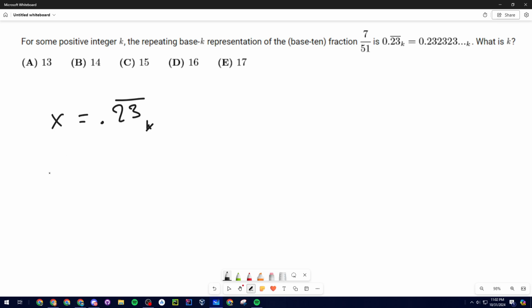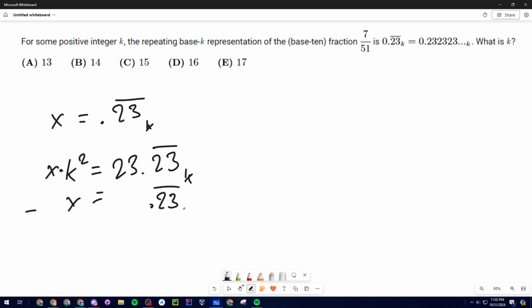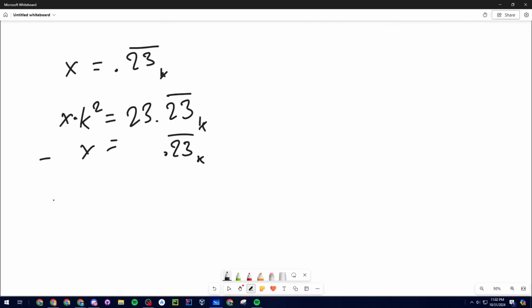If I multiply both sides by k squared, you get x times k squared is equal to 23.23 repeating in base k. Subtract that by x, which is 0.23 repeating in base k. You get x times k squared minus x is equal to 23 in base k.